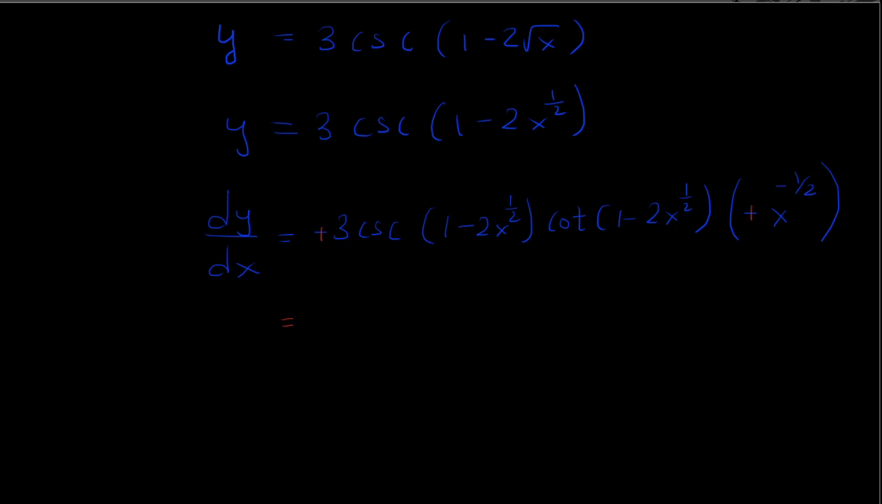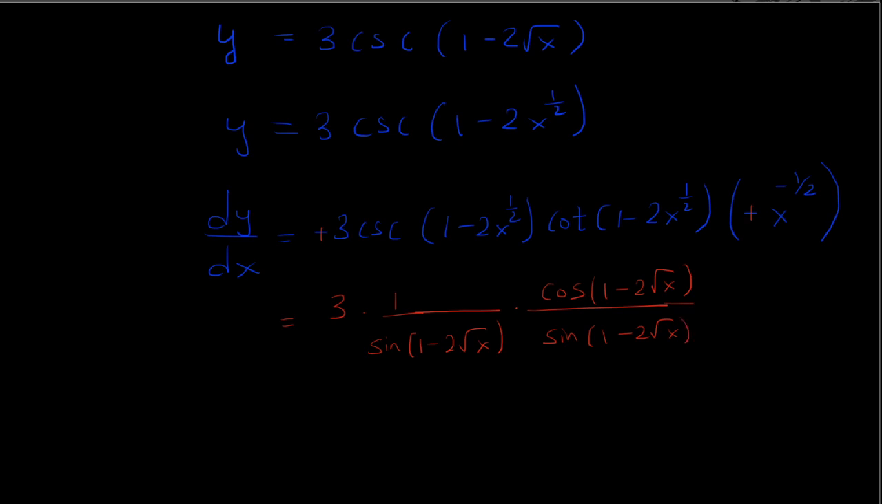So here we can rewrite this. Oh, and also cosecant is 1 over sine. Cotangent is cosine over sine. So we can have 3, and then cosecant will be 1 over sine of (1 minus 2 square root of x). And then cotangent is cosine over sine. And then we'll leave the 1 minus 2 square root of x inside. And then we have x to the negative 1/2 power, and that will just be 1 over square root of x.